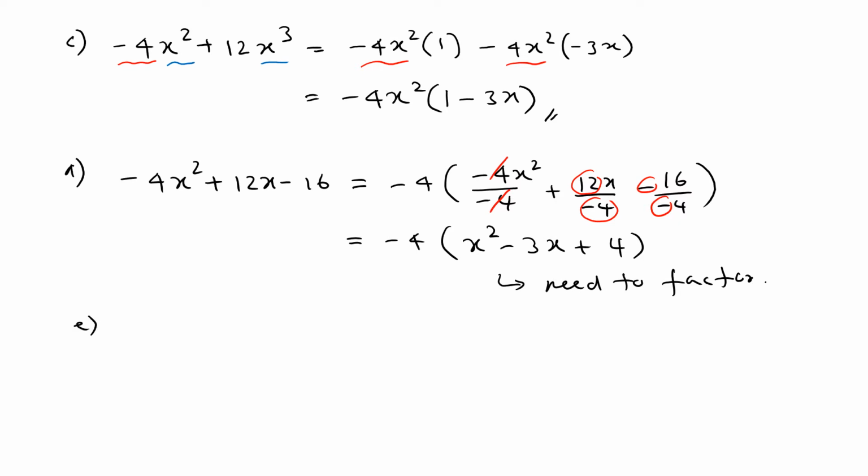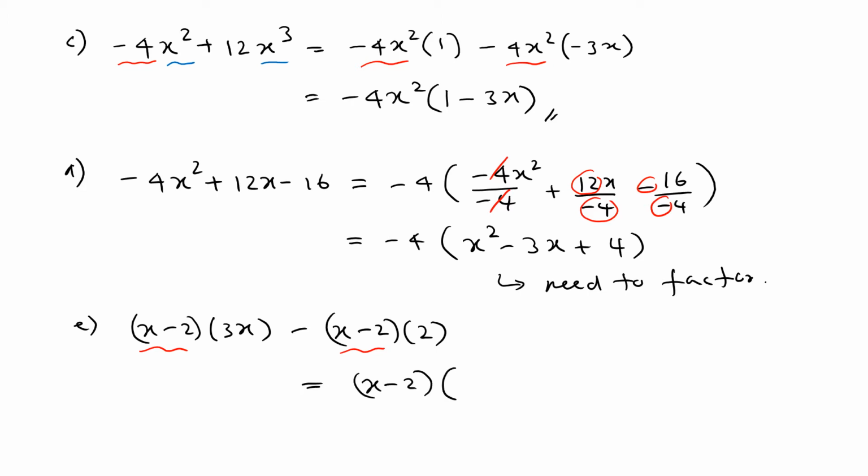So let's say E. How about this one? x minus 2 times 3x, minus x minus 2 times 2. If you look at this problem, you can see that x minus 2 is a common factor already. So we're going to pull that out. Once you pull that out, from the first one you're left with 3x. From the next one, you also have a negative sign left, and then 2 left. So negative 2. And that's the complete factorization of this one.